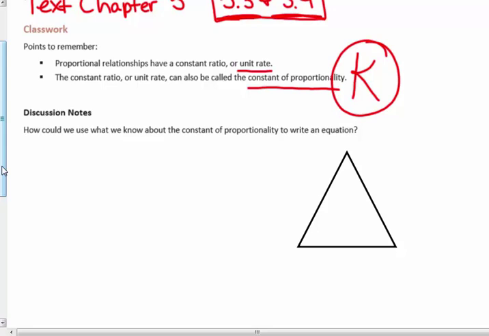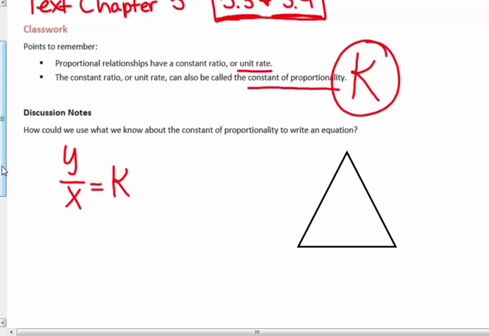So how would we use what we know about the constant of proportionality? Y over x gives us the constant, the unit rate, to write an equation. Here's an equation. Y over x equals K. That is an equation. We took our y values in our tables, divided by our x. Did it always come out to be a constant? Yes, then it's a proportional relationship.